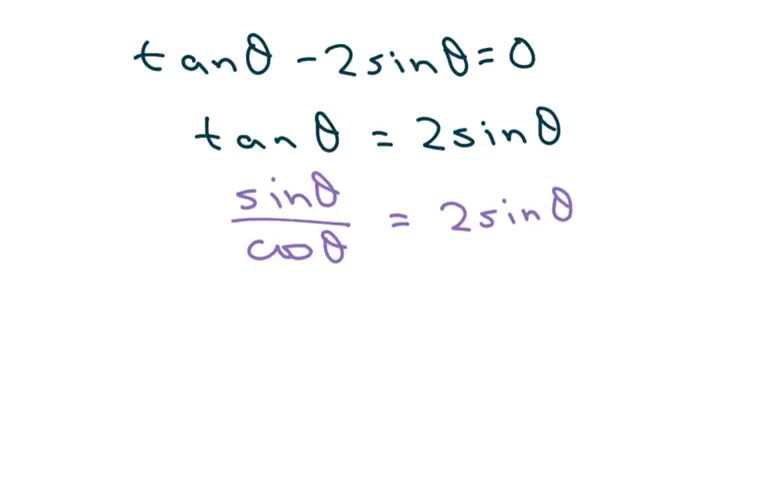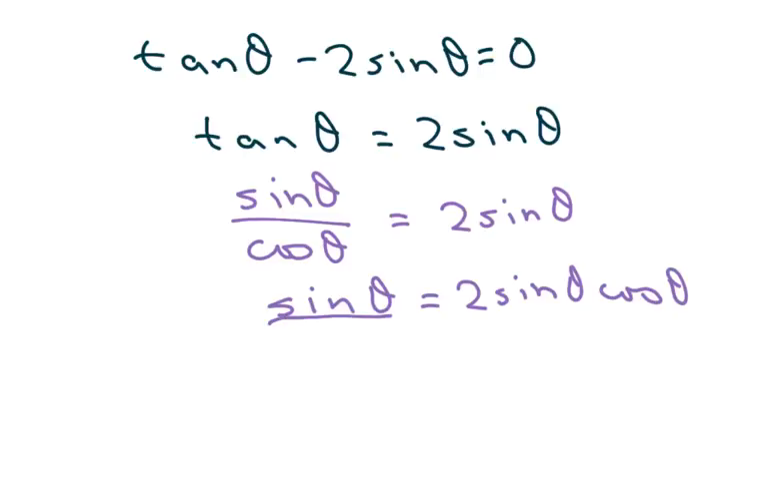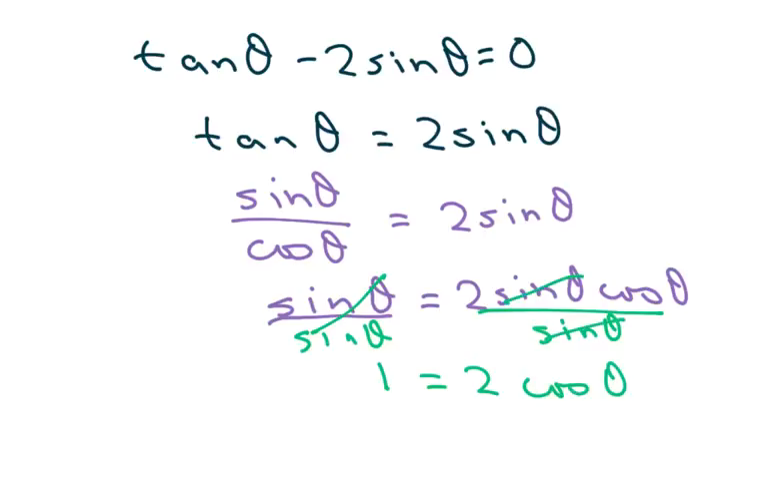And then I'm going to cross multiply. So I get sine of theta equals 2 sine of theta cosine of theta. Now I'm going to divide both sides by sine. So you get 1 equals 2 cosine of theta, because that cancels. So cosine of theta equals 1/2.